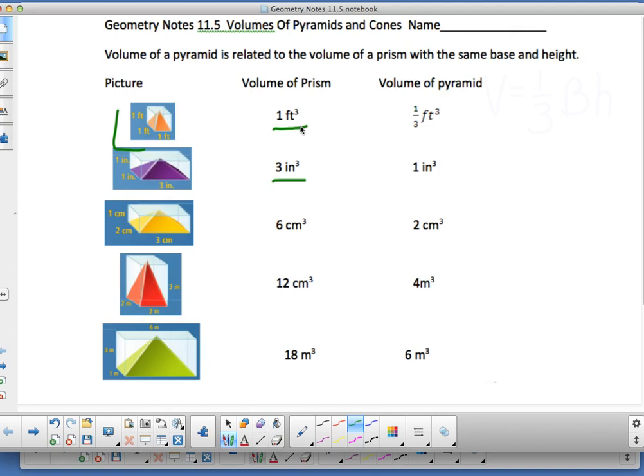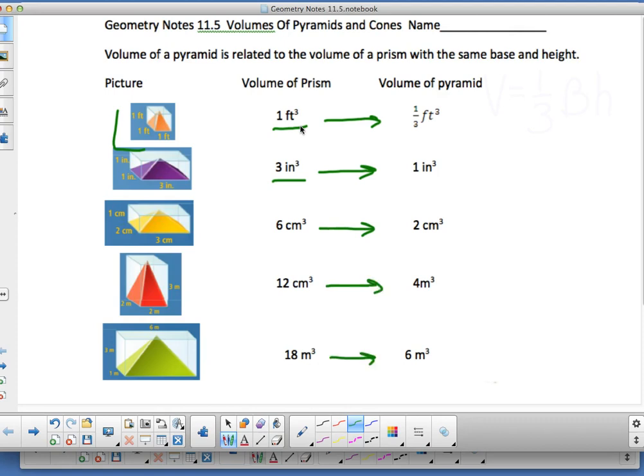1 times 2 times 3, 6. 2 times 2 times 3, 12. And I got 3 times 1 times 6, it's 18. Those are all prisms, okay? The volume of them. But inside each one of them is a pyramid. And once we see that pyramid inside, we recognize that the volume of the pyramid is connected somehow to the volume of the prism. Okay?